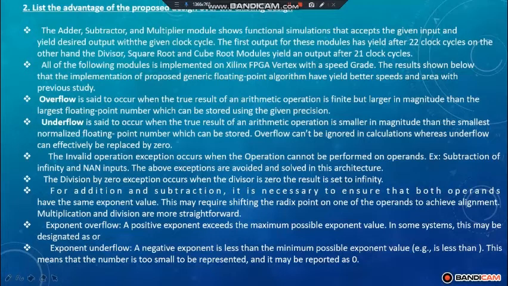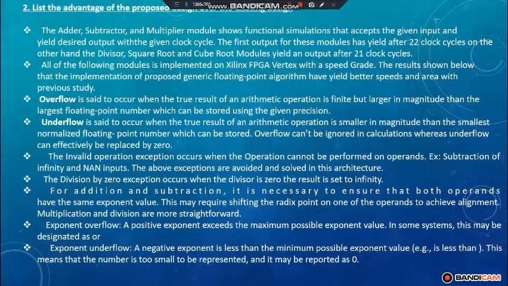The carry is overflow. Underflow is said to occur when the true result of an arithmetic operation is smaller in magnitude than the smallest normalized floating point number which can be stored. Overflow can't be ignored in calculations, whereas underflow can effectively be replaced by zero, because underflow means we do not consider that.